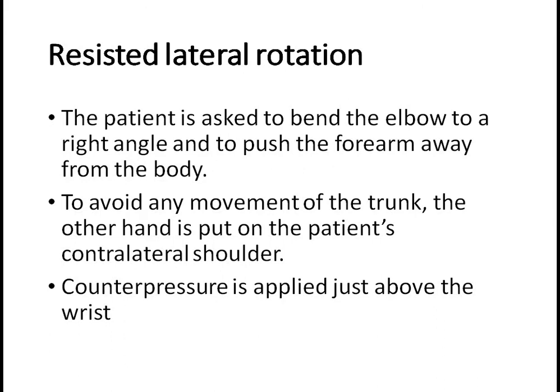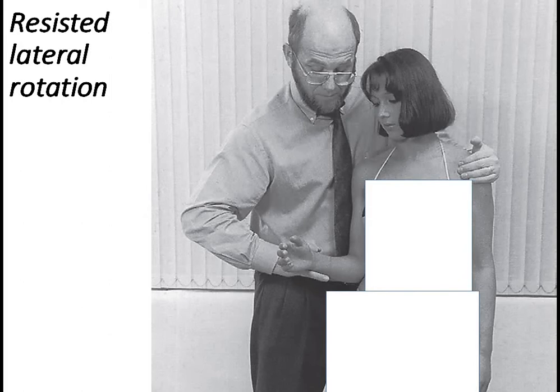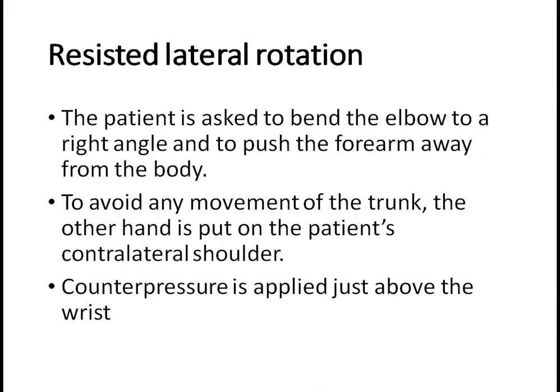The next is the resisted lateral rotation. The patient is asked to bend the elbow to a right angle and to push the forearm away from the body, like that. The elbow joint is flexed to a right angle, and the patient will try to move it away from the body. To avoid any movement of the trunk, the other hand is put on the patient's contralateral shoulder.